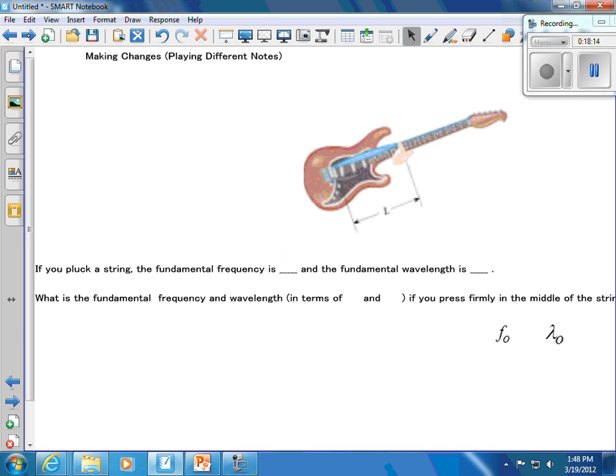If you pluck a string, the fundamental frequency is F1, and the fundamental wavelength is lambda 1, which happens to be 2L. What is the fundamental frequency and wavelength if you press firmly in the middle of the string? This picture comes out of your book. I'm sorry, it's not so good. I said before that you always get the same set of waves in a string, but if you press firmly, you're basically cutting off part of it. Now you get a fundamental wave that looks like that, and a second harmonic that looks like this.